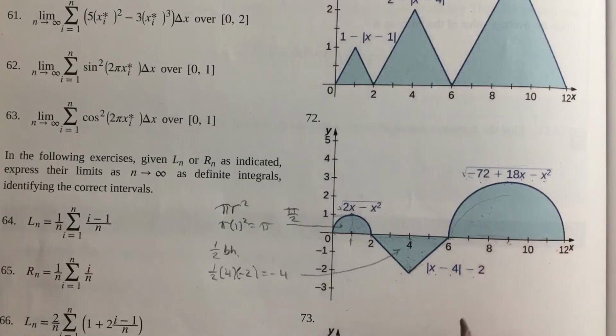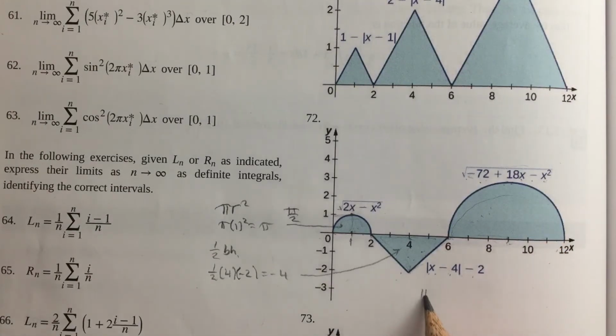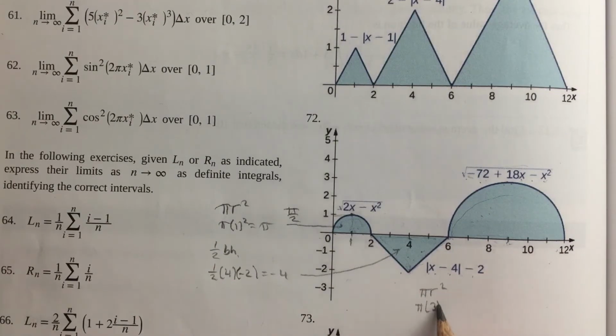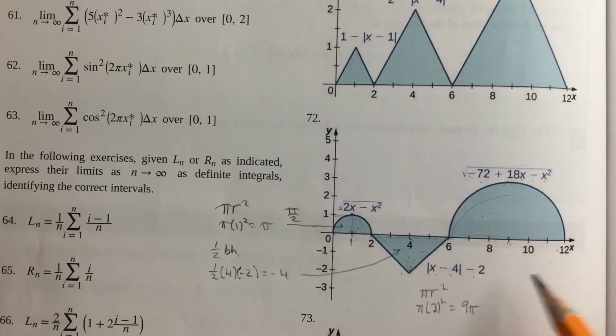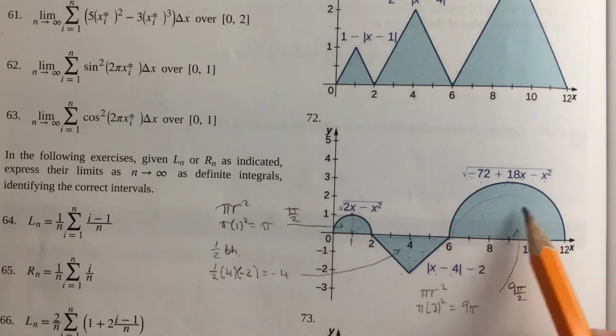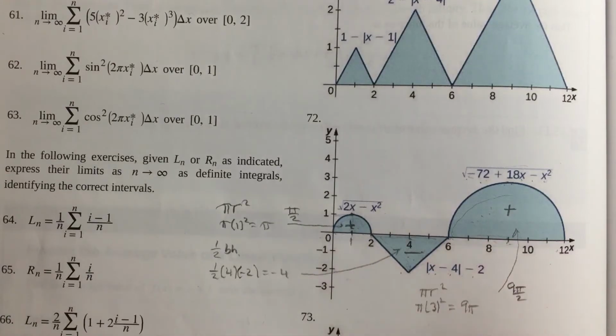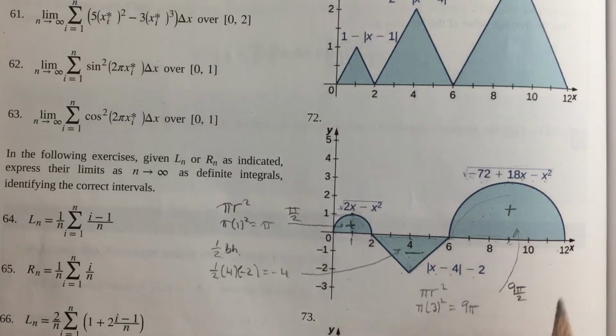Since the height is 3, we know that pi r squared will turn out to be pi times 3 squared, which is 9 pi. But again, it's only a semicircle, so it is just 9 pi on 2 for the area of the larger semicircle there. But it's positive. So this is a positive area, negative area, and positive area. For all integrals, they always view it this way.